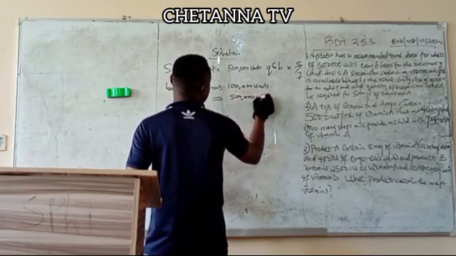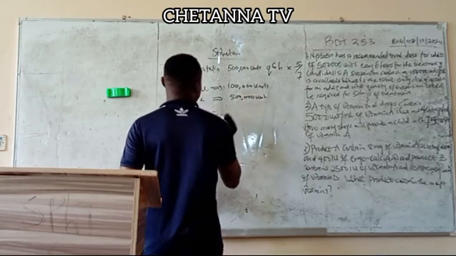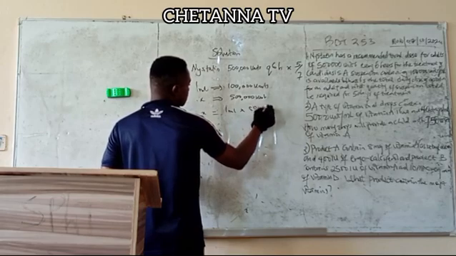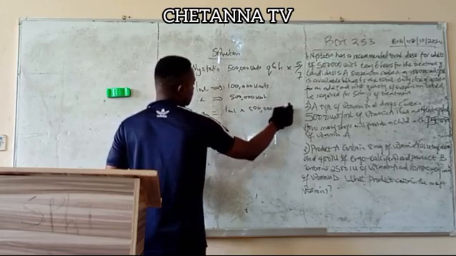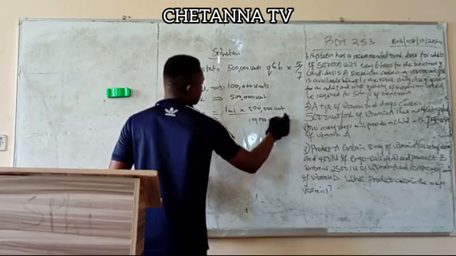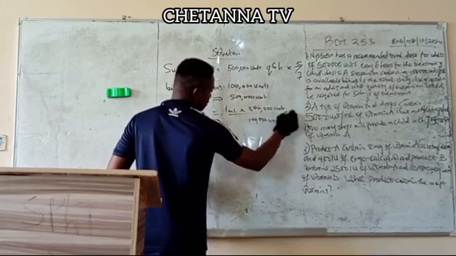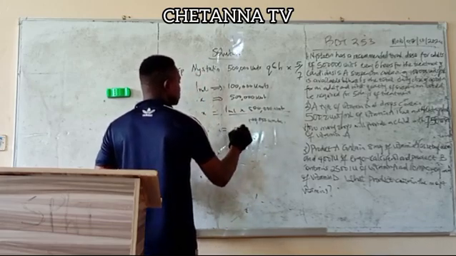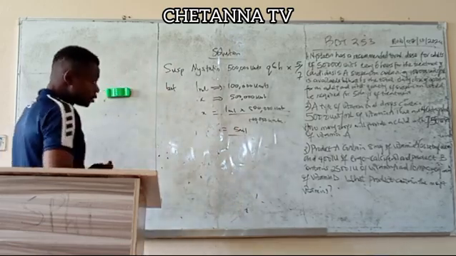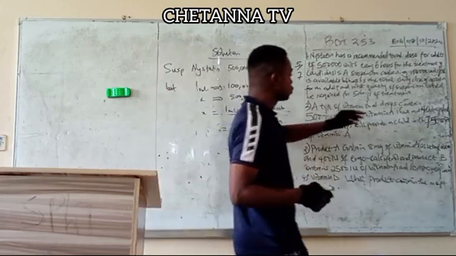500,000. X is now equal to 1 ml times 500,000 over 100,000. What's the answer? 5 ml. So the answer is 5 ml. So let's go.